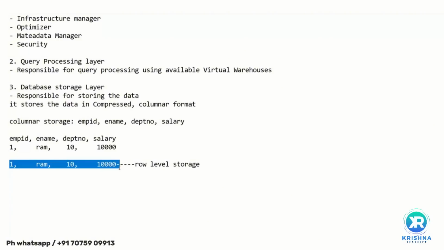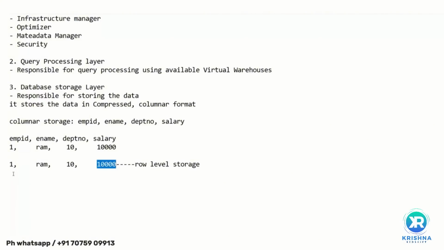Because it stored the entire record on the disk, it has to fetch the entire record into memory, and then take whatever it needs. For example, I want salary from employee where employee ID equals 1. That means your output is 10,000. I want salary only.